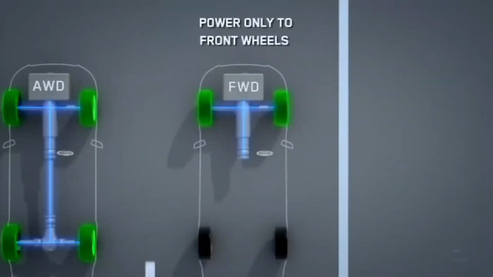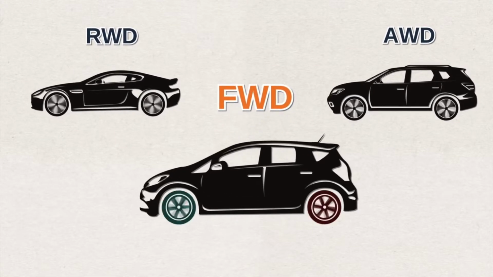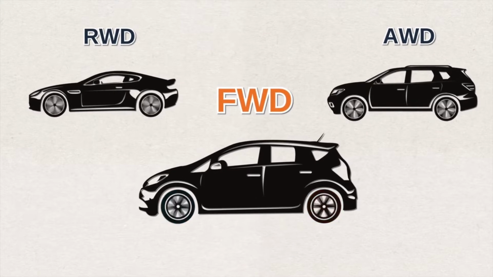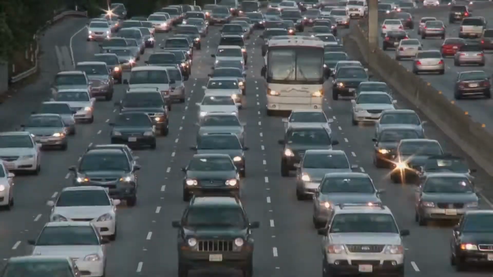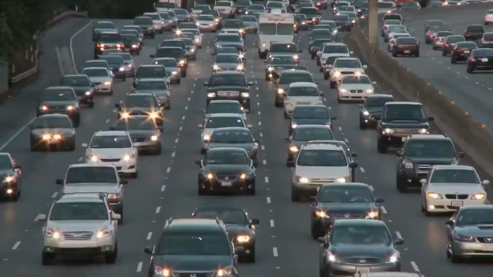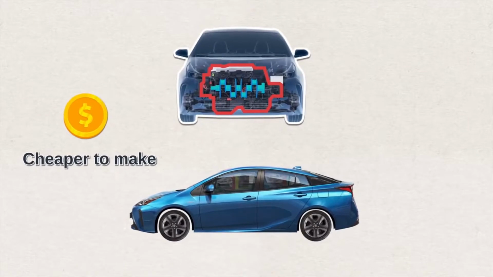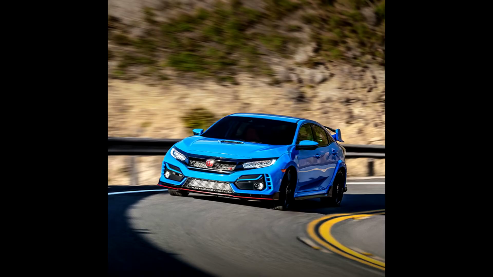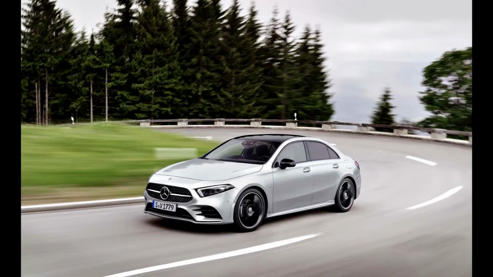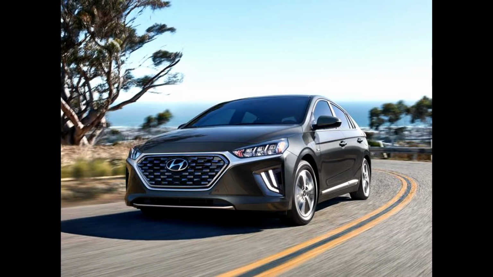Front-wheel drive is when the car's engine is placed at the front and only delivers power to the front wheels. The front wheels are responsible for speed and steering. It's very common in many everyday cars, such as hatchbacks, sedans, SUVs, and minivans, because it reduces weight, decreases production costs, and improves fuel economy. Examples include the Honda Civic Type R, Nissan Sentra, Mercedes-Benz A-Class, Chevrolet Bolt EV, Hyundai Ioniq Hybrid, and many others.